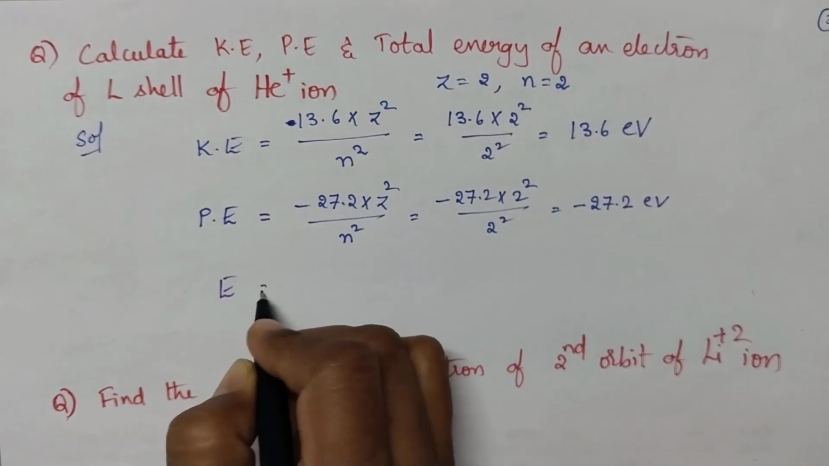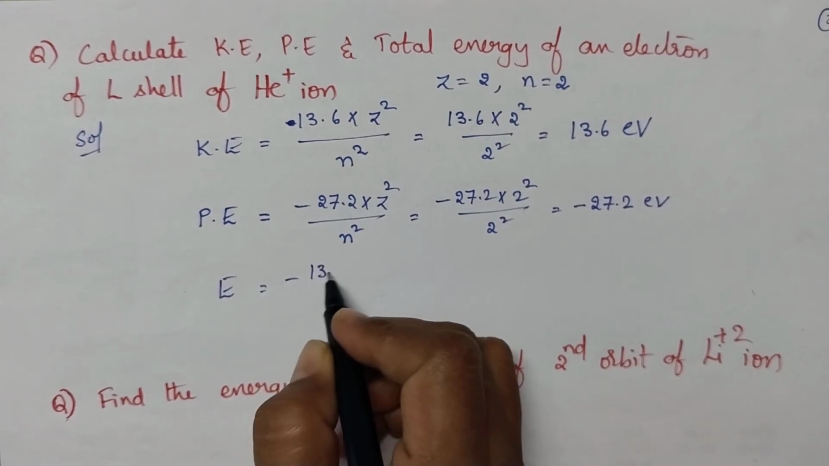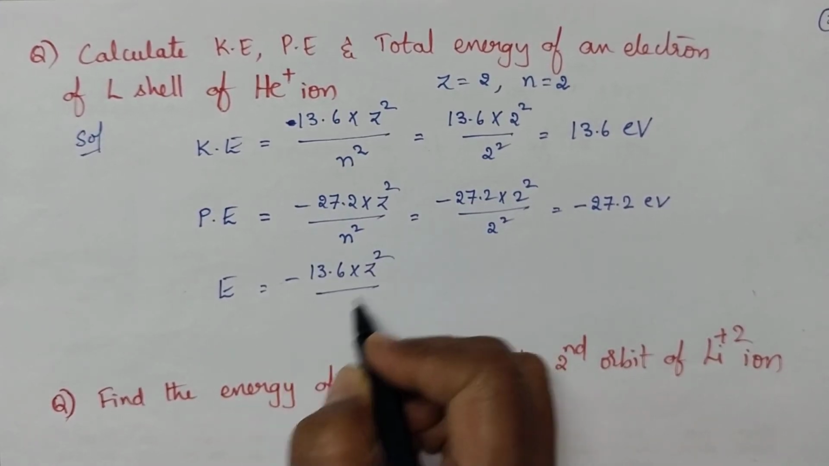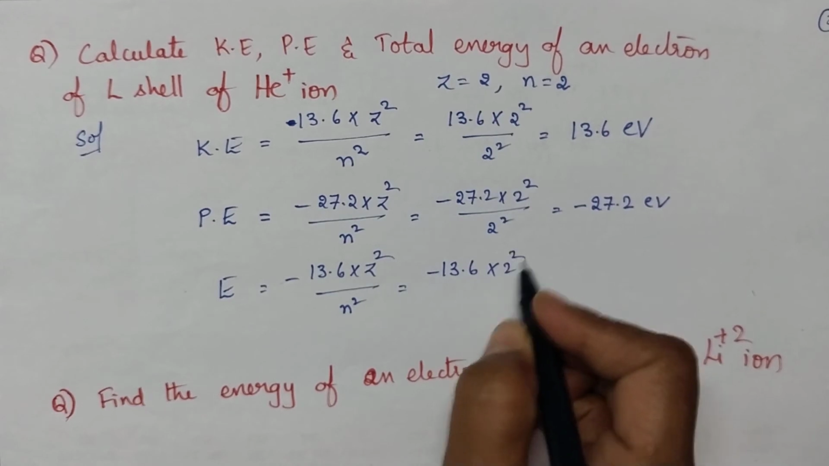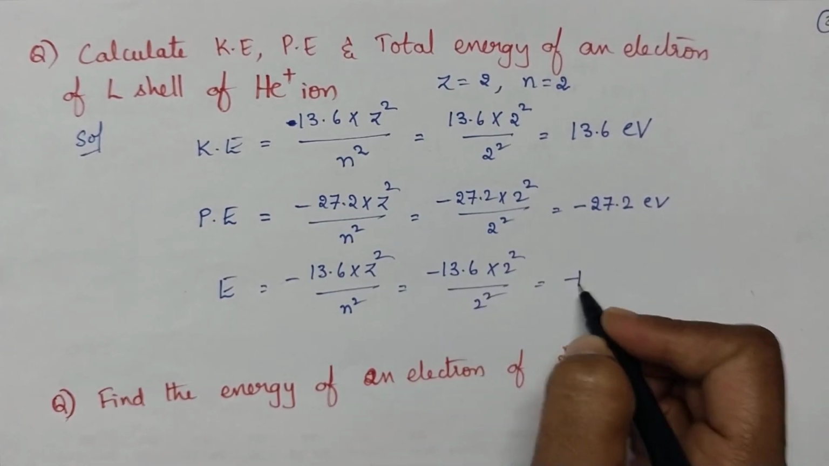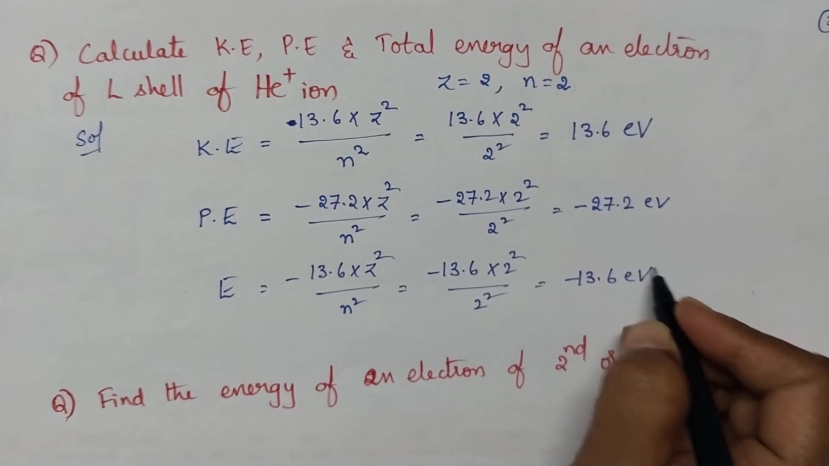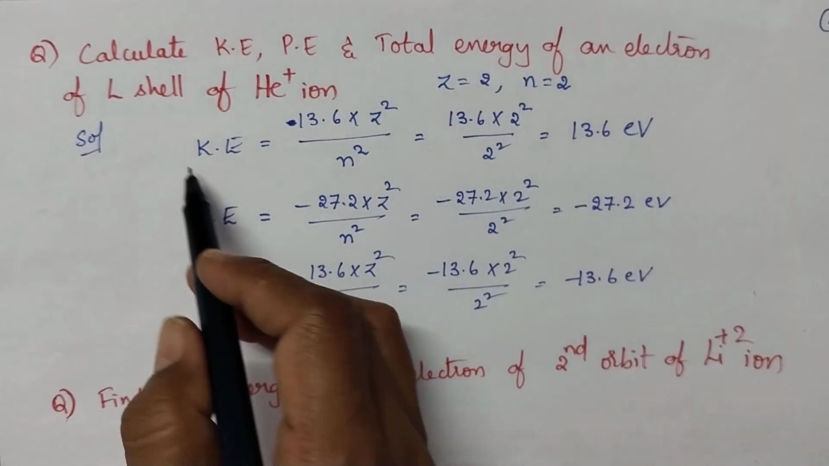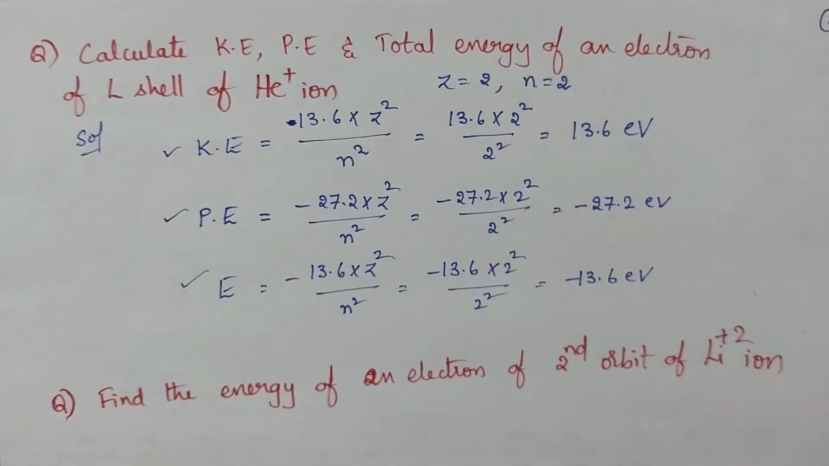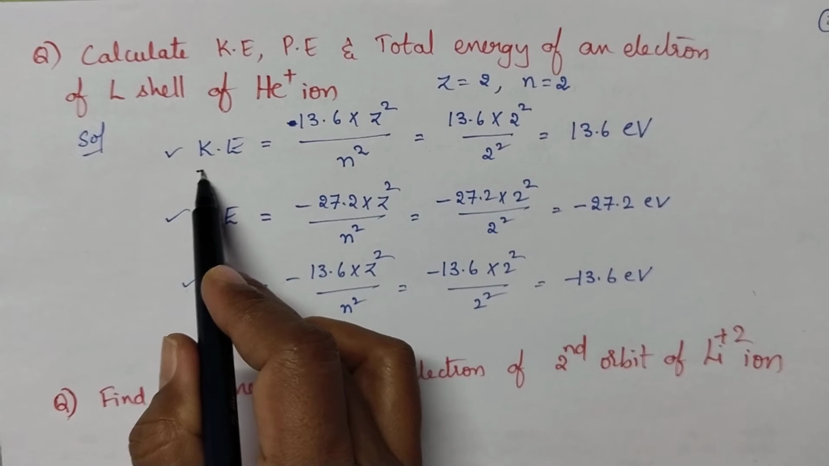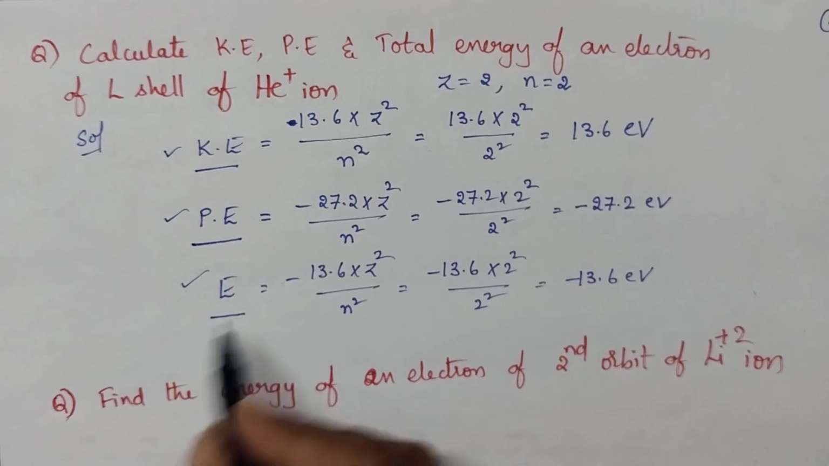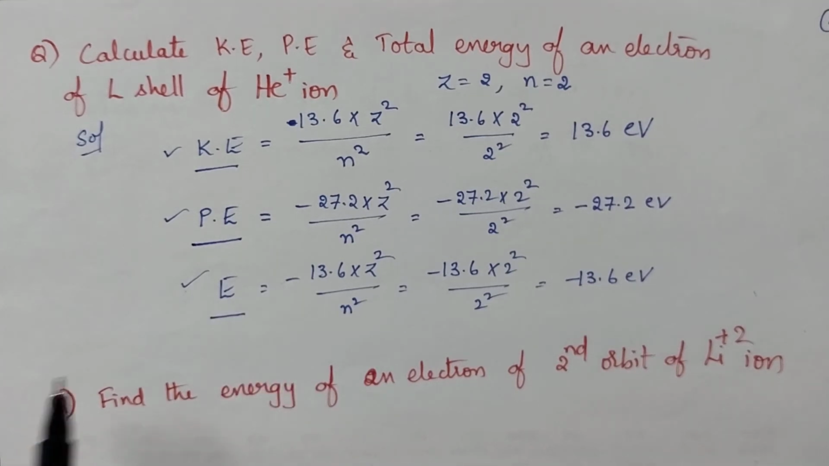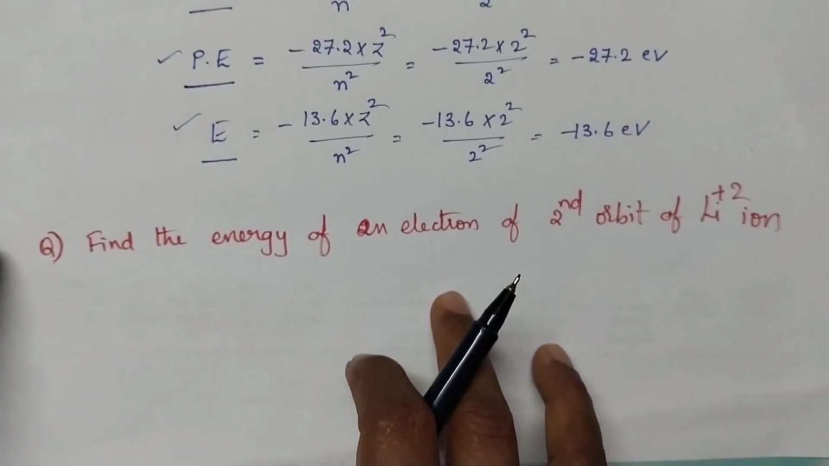Coming to the total energy, that is equal to minus 13.6 into Z square by N square. So that is equal to minus 13.6 into 2 square by 2 square, that is minus 13.6 electron volts. Is it clear, students? By using these three expressions, it is possible to calculate either the potential energy or kinetic energy, even the total energy of the electron present in any orbit. Clear, students? Let us see one more problem.